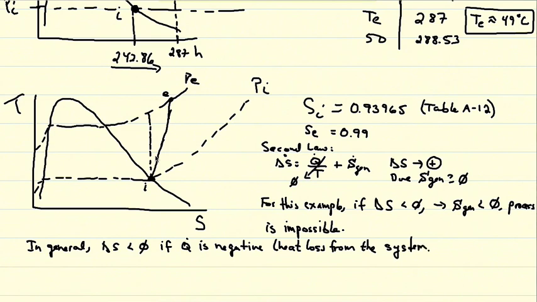I just want to point that out to y'all so that you're able to remember that when calculating entropy generations or dealing with delta S's that might be less than 0.